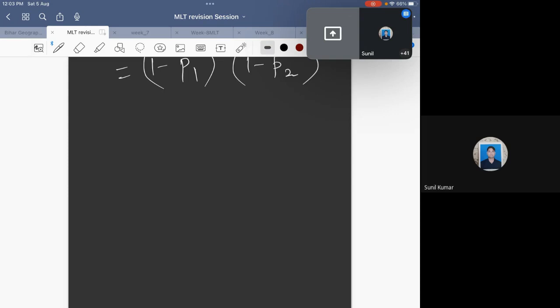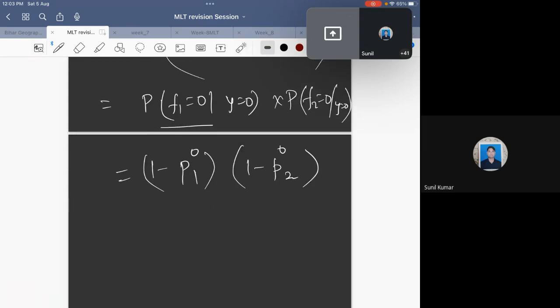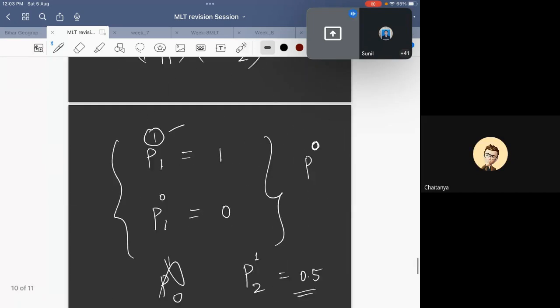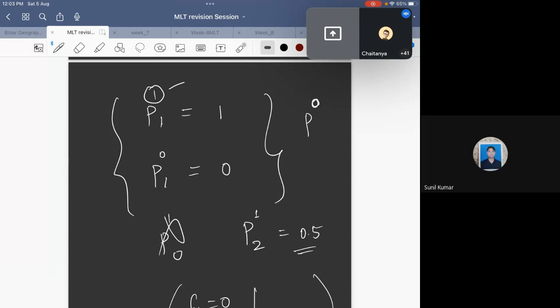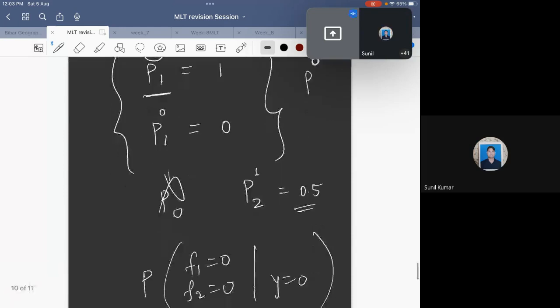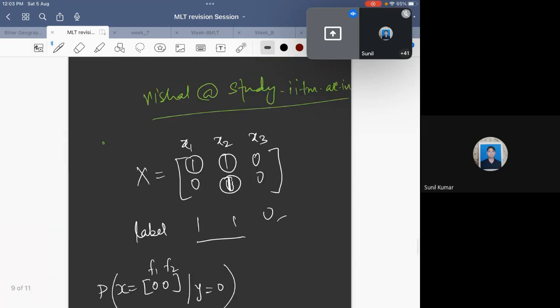Can you please explain P1 of 2, the example, how it was calculated? This one, 0.5. See, this means you have to go to label 1 and check where feature 2 is 1, the fraction in which feature 2 is 1. These are the two values where the label is 1. Now check the fraction in which feature 2 is 1. It is 1 out of 2, so the fraction is 0.5. This is what you have to calculate.